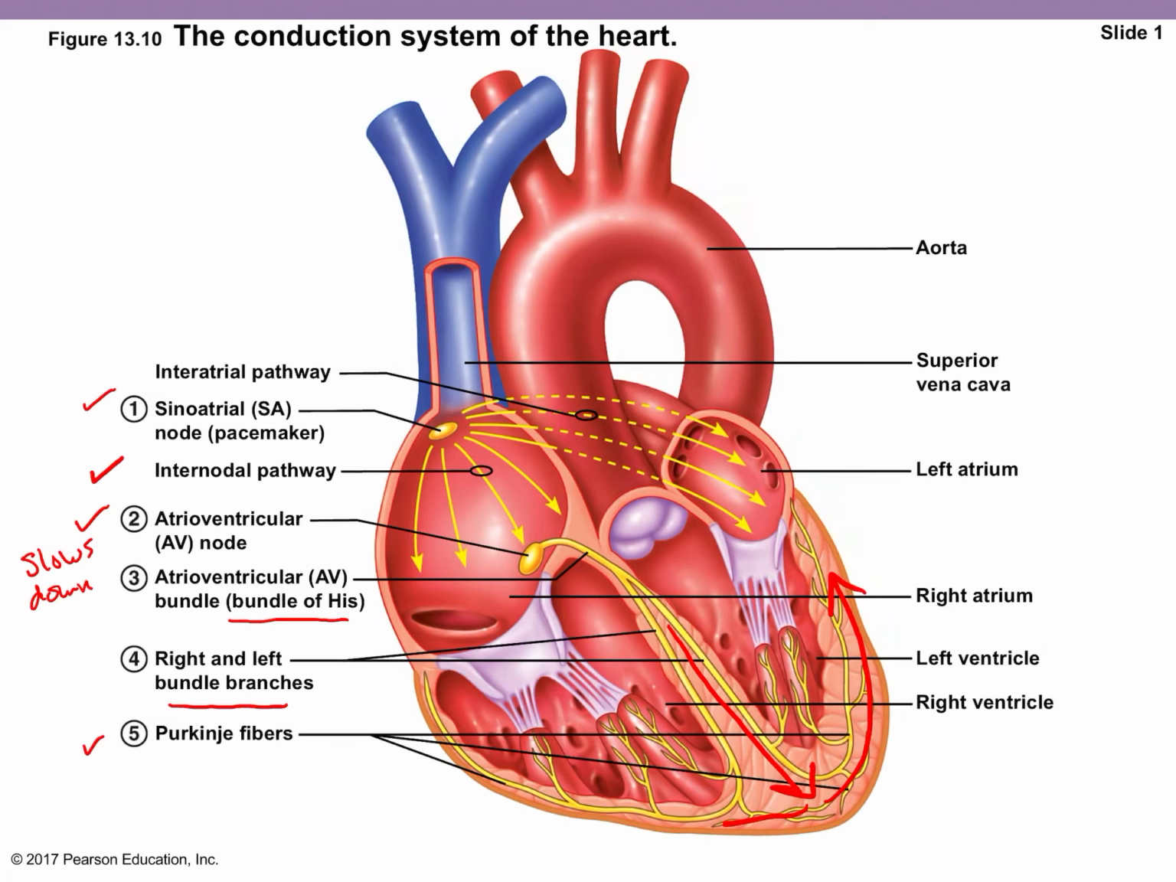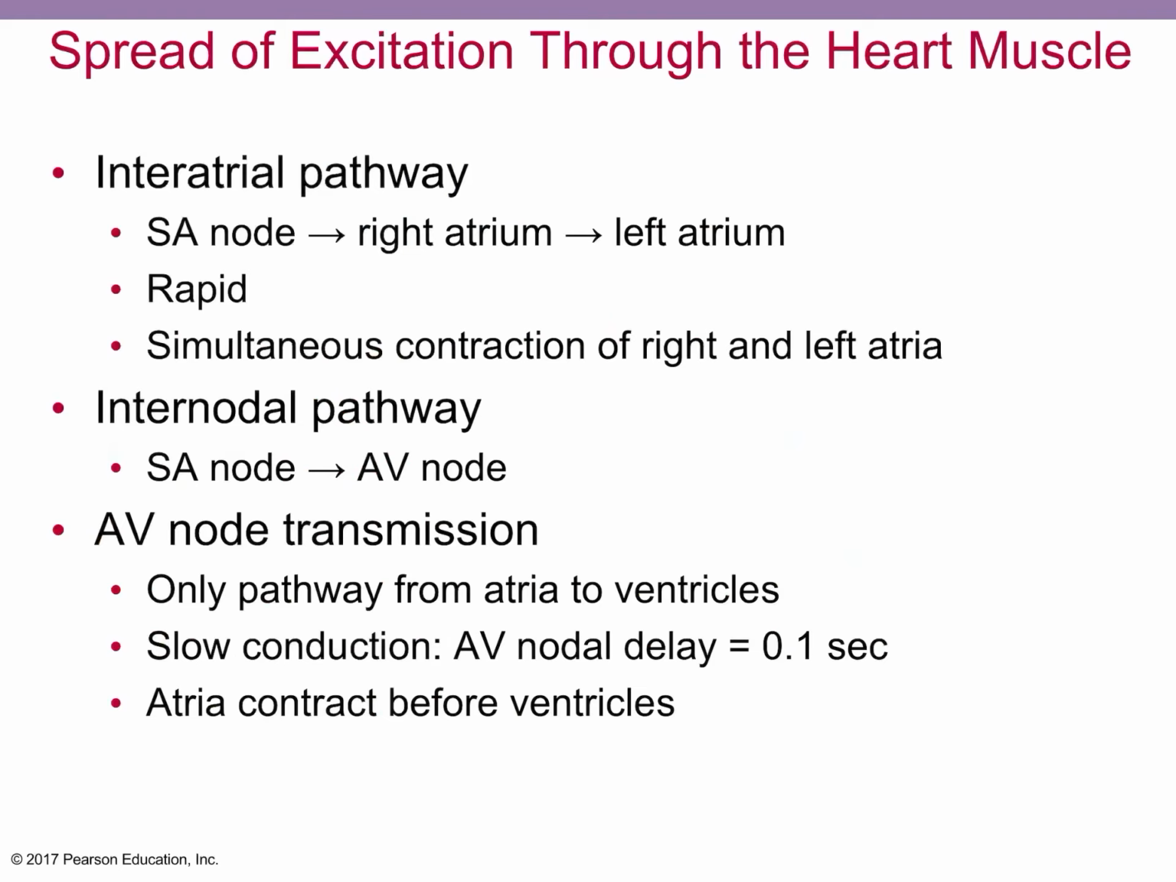So the message goes down to the apex first, and then it moves up towards the base of the heart from the apex. All right, so that's just a quick review. Again, realize that the atria contract first, because this depolarization happens first, so both atria contract. Then both ventricles contract second. All right, so let's move on to the pacemaker potentials.